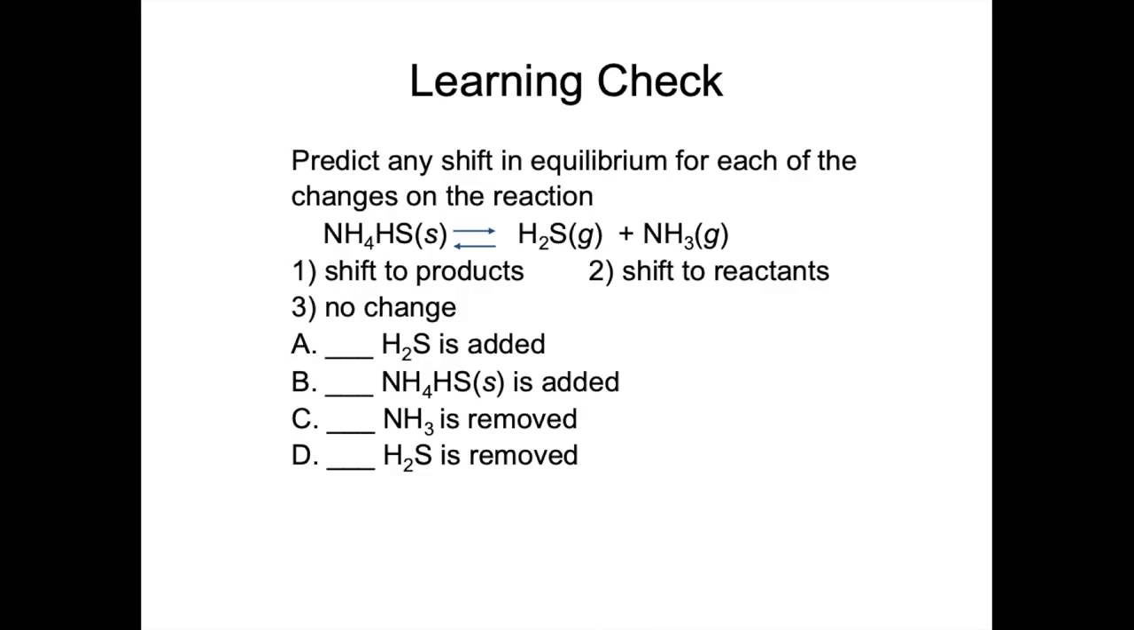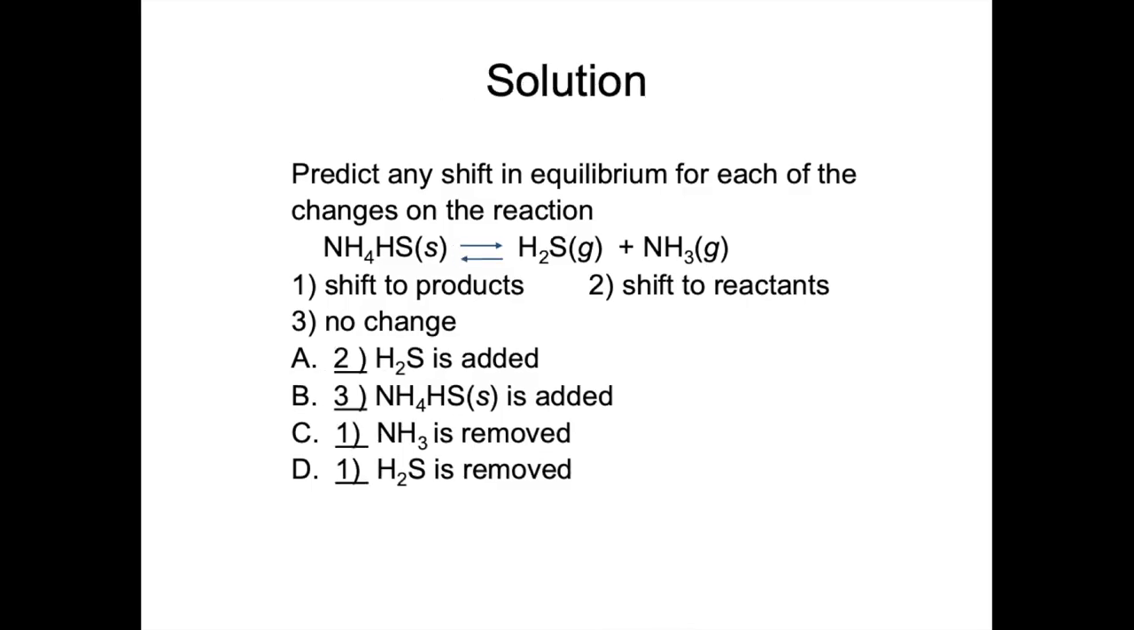Okay, so before I show you the answers, I will point out that that second one is actually a trick question. I don't know if you've noticed this, but notice that ammonium hydrogen sulfide is a solid. And think about heterogeneous equilibrium, right? Does a solid or a liquid show up in your equilibrium expression? Okay, and the answer is no. So question B over there was a trick question. Actually, it has no change in the equilibrium.